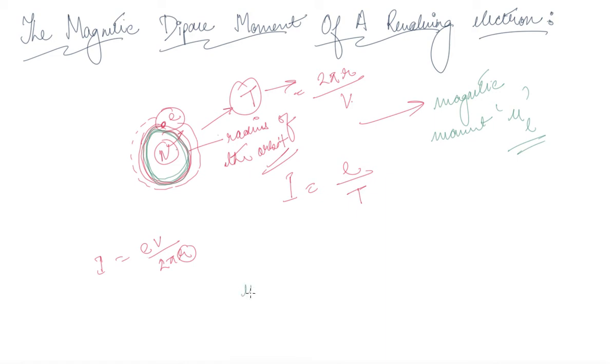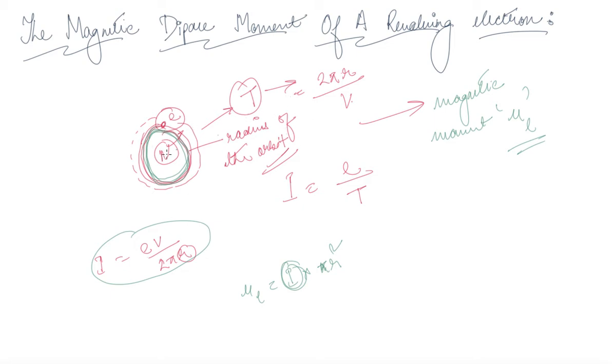So what is mu L? Mu L is nothing but the current I into the area. And what was the area? Pi r squared. Now let me put in the value of I. Just observe how we are taking the concept step by step.